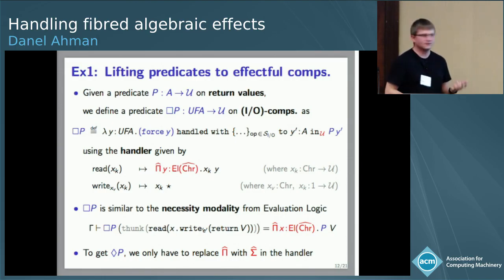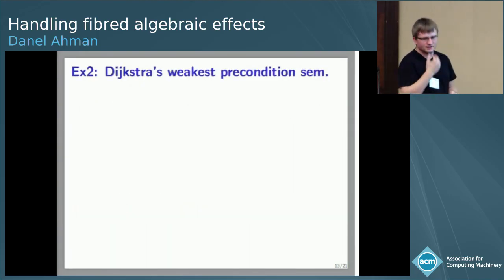And if I would like to get a possibility modality, a diamond P, out of it, I really have to only replace the pi with the sigma, and you get the corresponding behavior. So the second example is, in some ways, in the same style. We're still lifting predicates from return values to computations, but instead of considering an effect that doesn't have any equations in it, like the IO in the previous example, we're now going to consider the classical example of an effect that has equations attached to it, which is state.